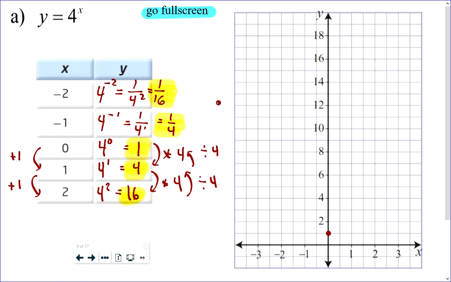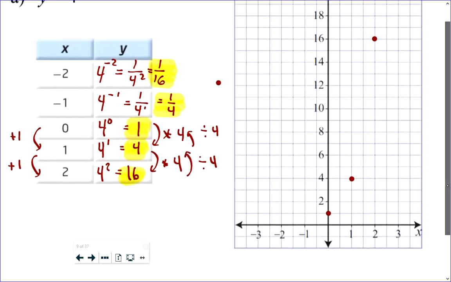The important thing you learn from this table is that when you increase x by 1, y gets multiplied by 4, so it goes from 1 to 4. When we increase x by 1 again, 4 gets multiplied by 4, and you get 16.